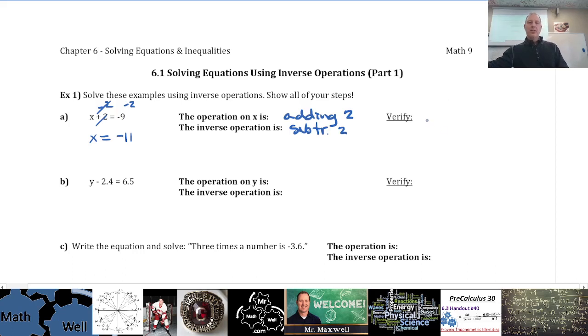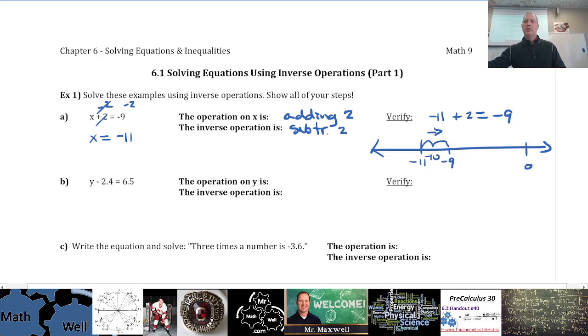Verify. That's our check over here. So I'm going to put negative 11, my proposed answer, in for x, and I'm going to get negative 11 plus 2 is negative 9. Let's see if that works. I'm going to draw a little number line because some of you might like to do that. I'm going to start at negative 11, and I'm going to add 2 from negative 11. That's going this way, and so that gets me to negative 10, and then negative 9. Here's 0 over here. That is absolutely correct.